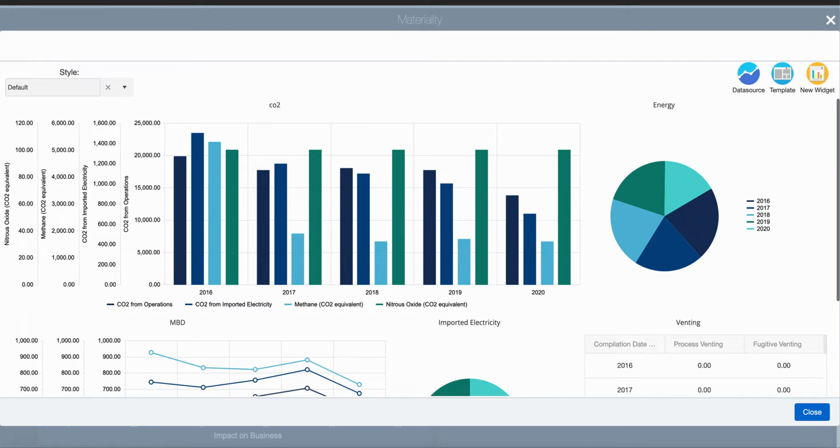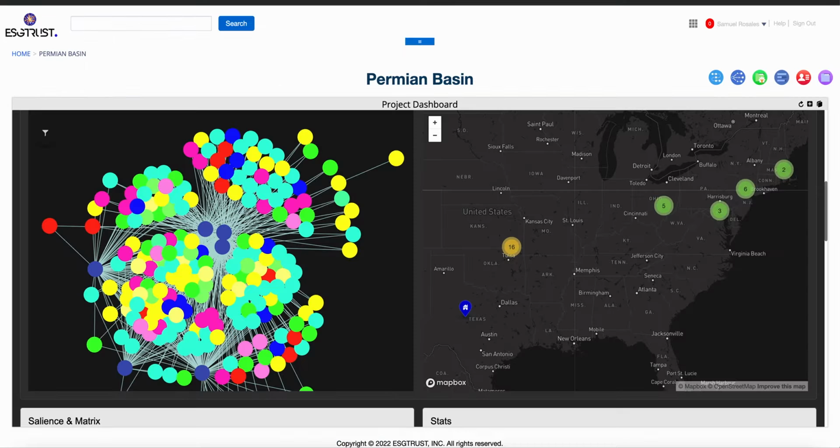Now, we're also able to pull this data into dashboards so that we can do trends analysis and benchmark to further understand the dynamics of our investments.